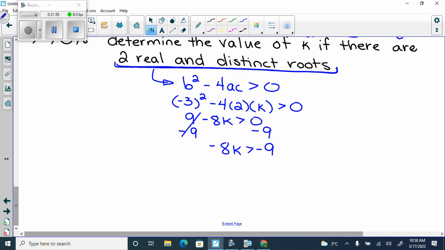So I'm dividing by negative 8. If this was a positive 8, I would do nothing. It would just stay the same. If I was adding a negative, stay the same. If I subtract a negative, stay the same. If I multiply by a negative, stay the same. The only time it flips is if I divide by a negative. So I'm going to get K is actually less than 9/8. Done. So the chance of me making you divide by a negative, so you have to do the step, is probably pretty high. That's it.